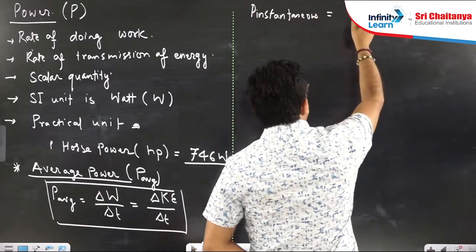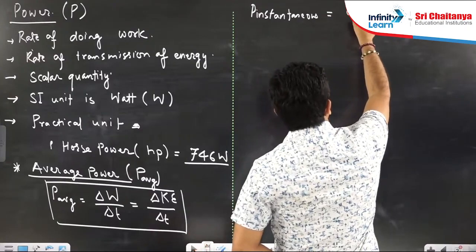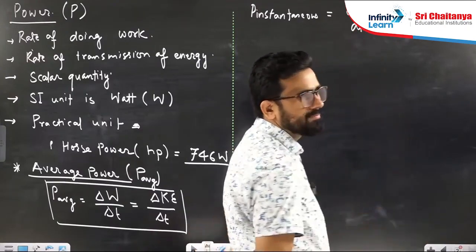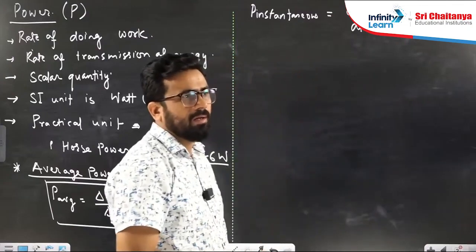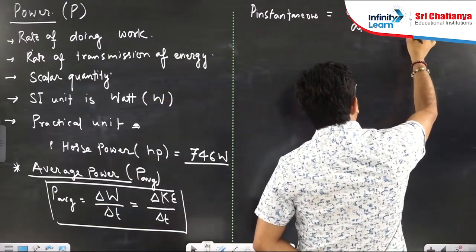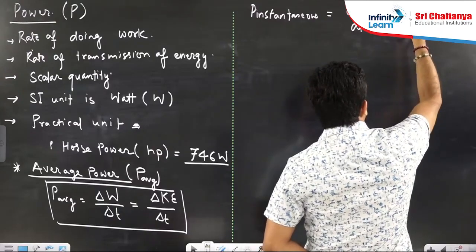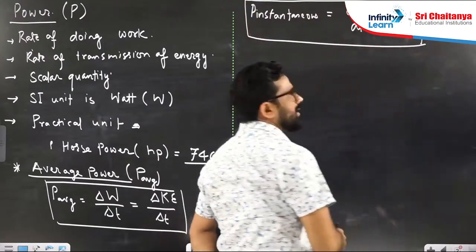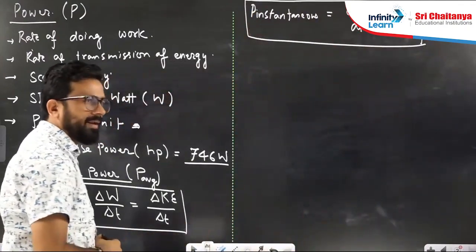That is equal to dW by dt. That means rate of doing work, not total work. Or we can say dK by dt, that means rate of change of kinetic energy per unit time, that is defined as the instantaneous power. These are a few basic formulas I can write.